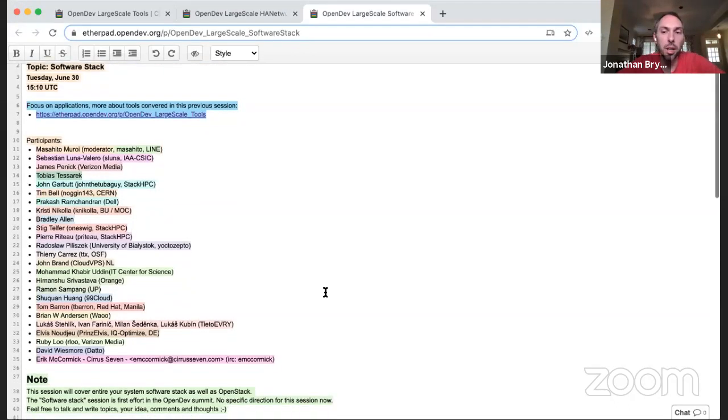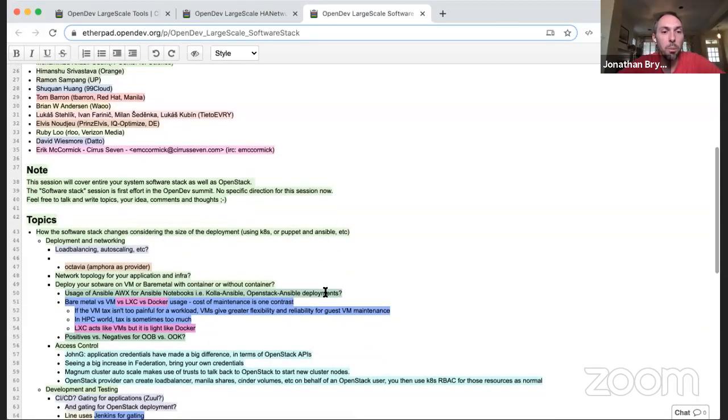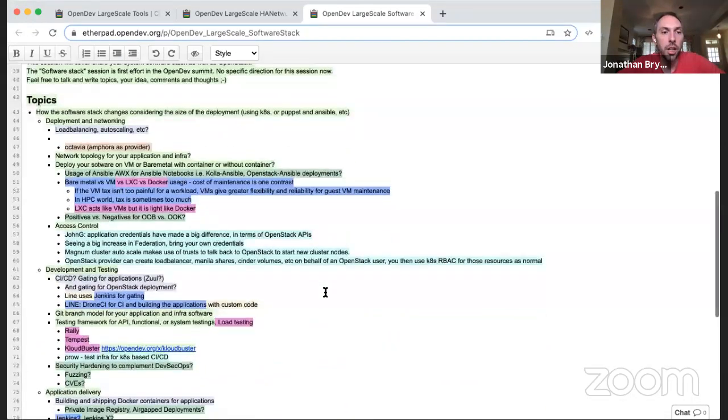So maybe go throw your thoughts in networking around where the challenges are, and we can follow up on those later on. And the final one was the software stack section.